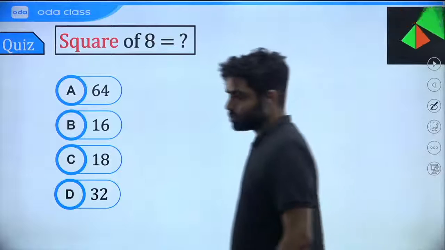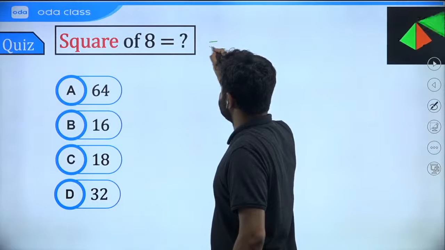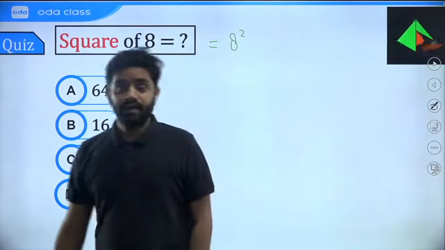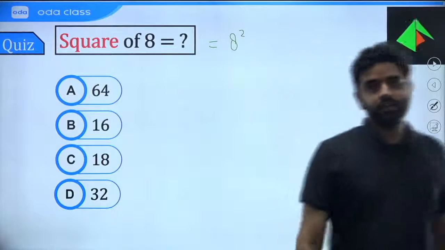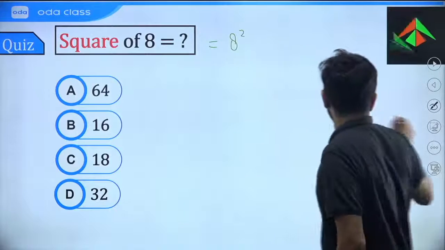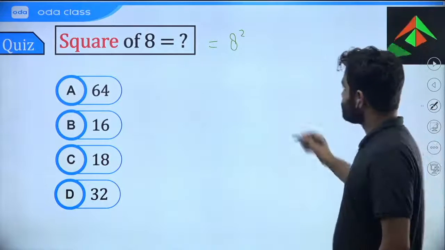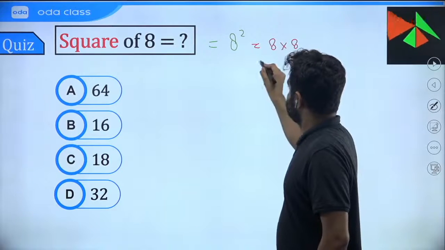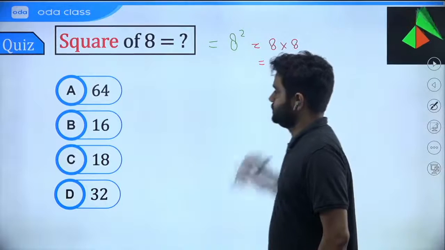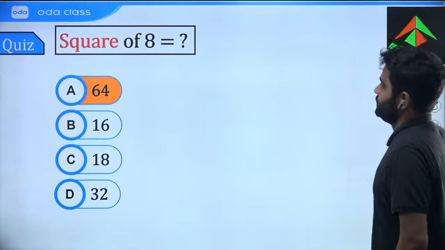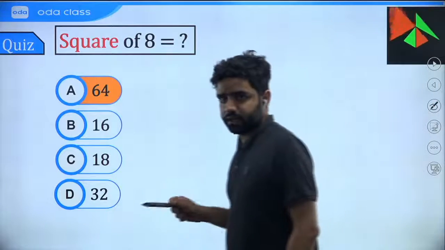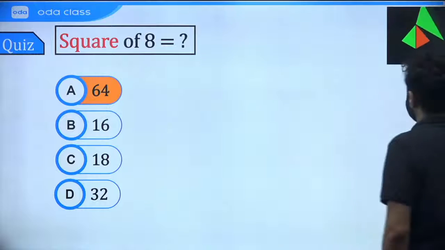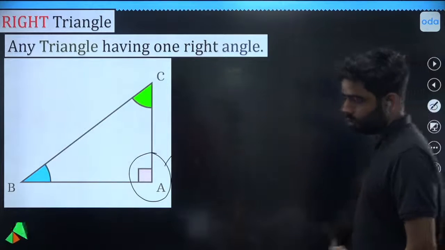Now please do answer me. Square of 8. So what I am trying to ask you here is, what will be the answer for this? If your answer is 8 into 16, that will be a wrong answer. This means 8 is multiplied twice, that is 8 into 8, that will be 64. So the correct answer for this is 64. Why we are learning exponents today with Pythagoras theorem, that reason will be understood by everyone when I explain how to apply the Pythagoras theorem.